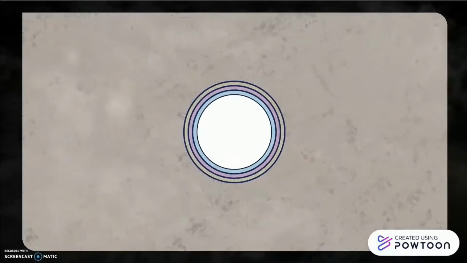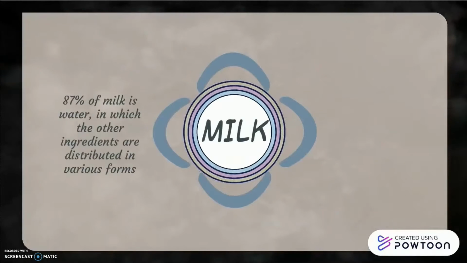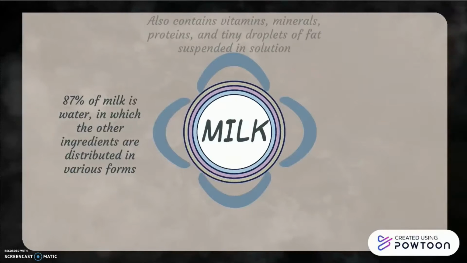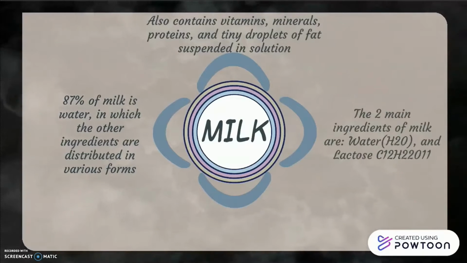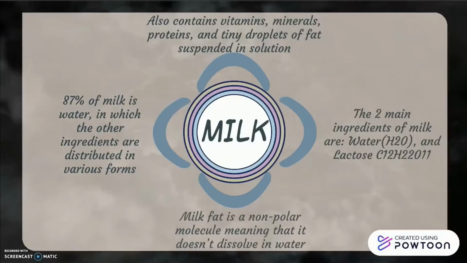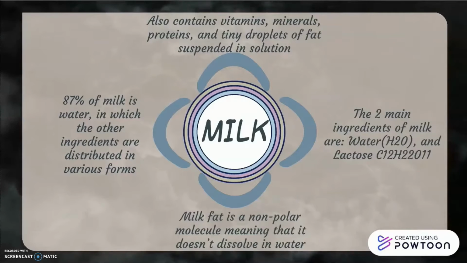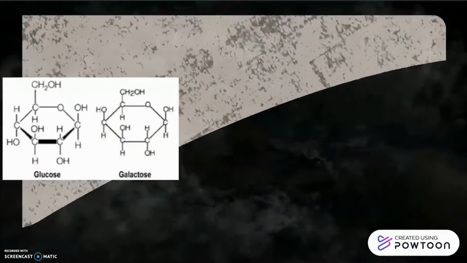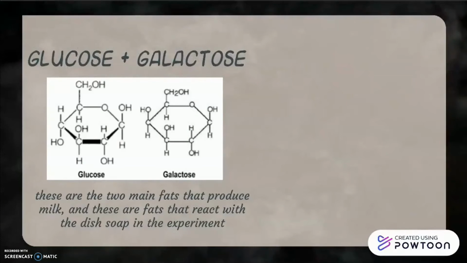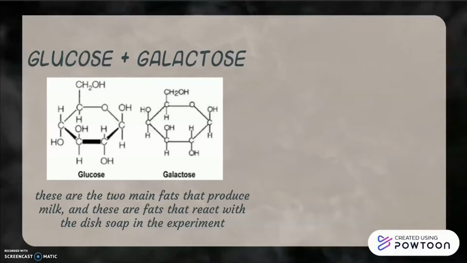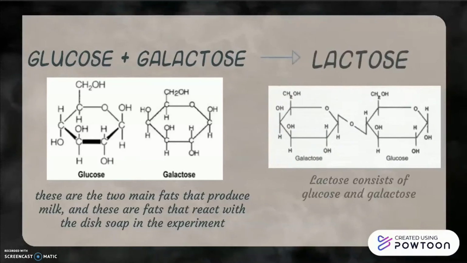Next is the hero of our experiment, milk. 87% of milk is water. It also contains vitamins, minerals, proteins and fats. The two main ingredients of milk are water and lactose. Finally, milk is a non-polar molecule that does not dissolve in water. Glucose and galactose are present in milk because they are the products when lactose is broken down into monosaccharides.